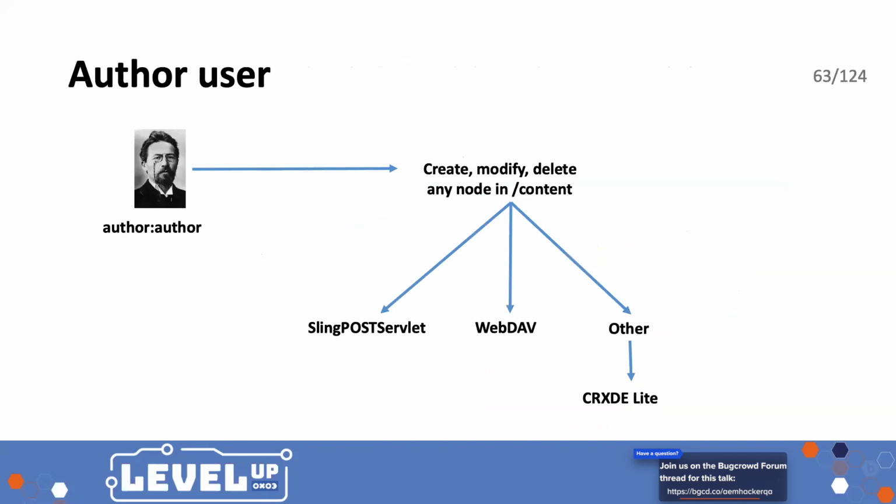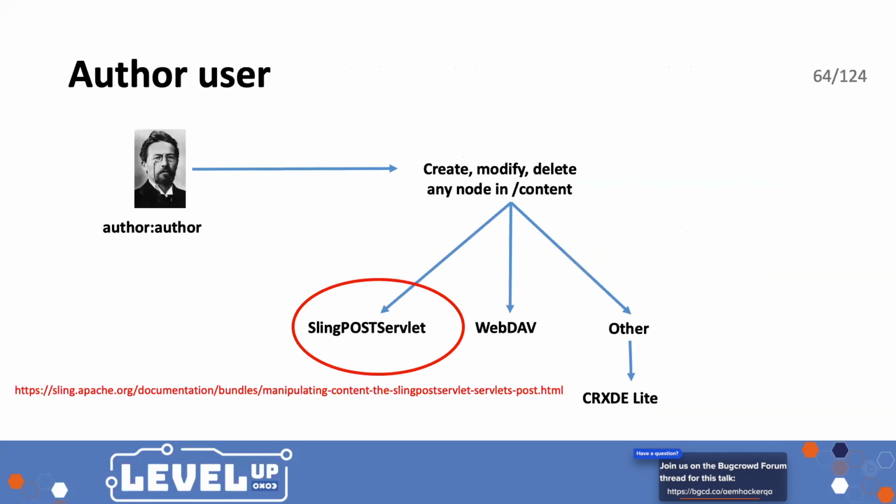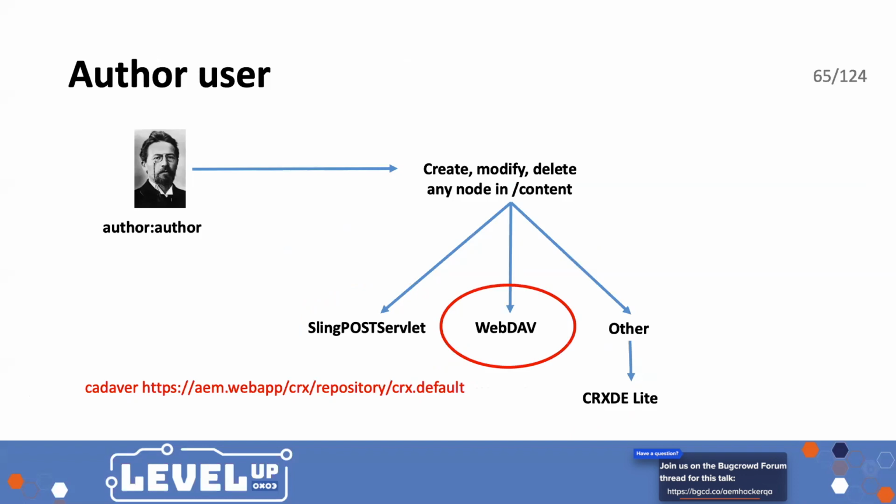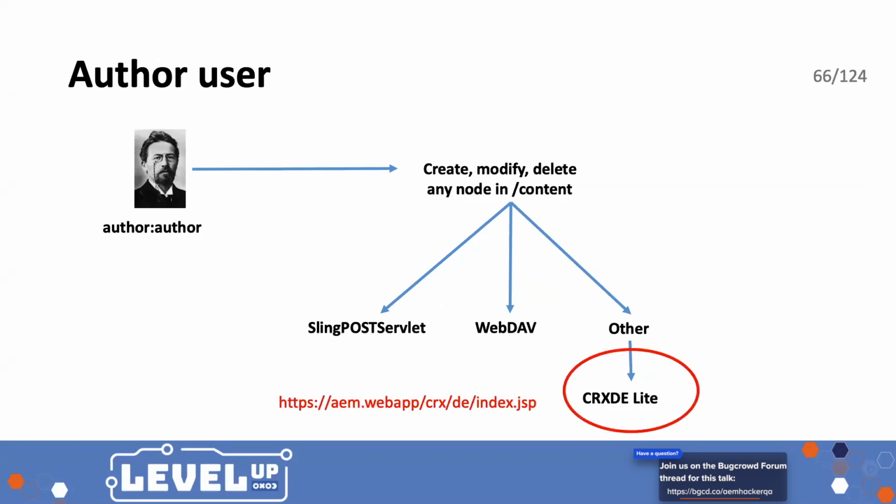If you have access as an author user, you can create new content, and modify or delete existing content. You can completely deface the site. Author is a privileged user. You can manipulate content with Sling PostServlet, or through WebDAV if WebDAV is enabled. Or, for example, you can use the CRXDE Lite console. That should be available at /crx/de/index.jsp.